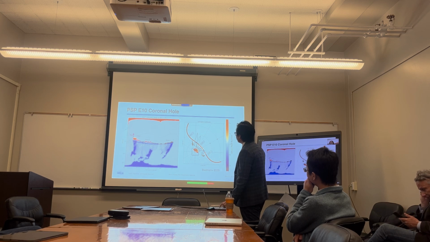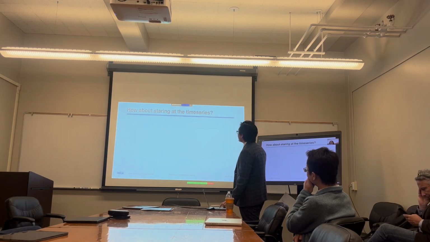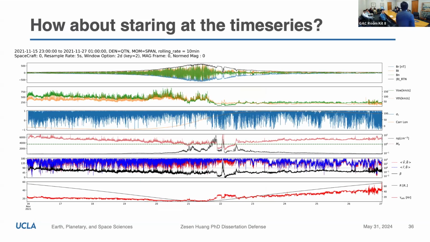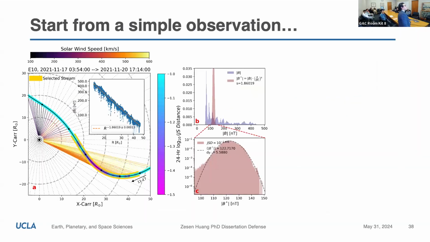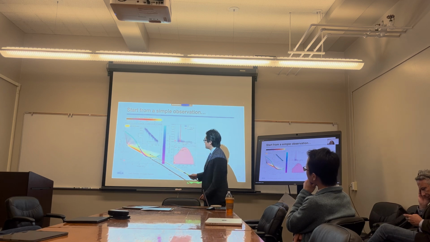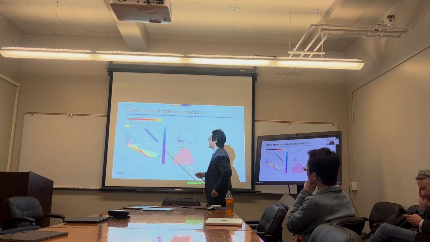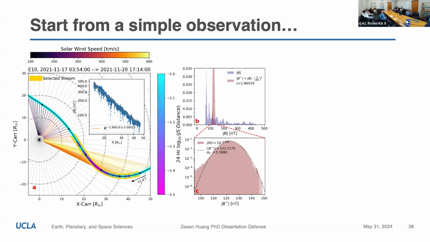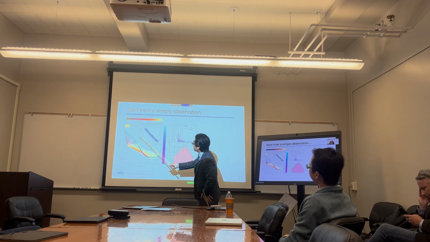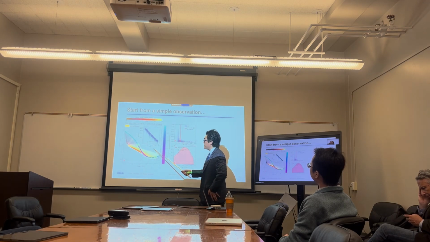So what can we do with Solar Probe data only? How about just staring at the time series and seeing whether we can find some characteristics from the time series only? I will usually say this: observation is all you need. So let's start from a simple observation. This is always Solar Probe. You choose an interval and plot the magnitude of the magnetic field with regard to heliocentric distance. And then you plot this with a log-log diagram. You see, oh, very surprising. The magnitude actually trends almost perfectly with heliocentric distance, with a power law index of negative 1.86.